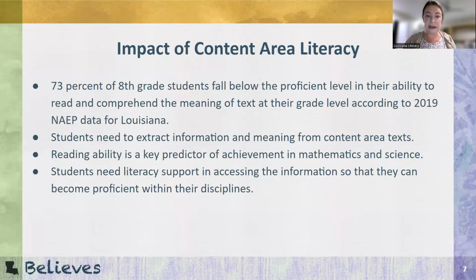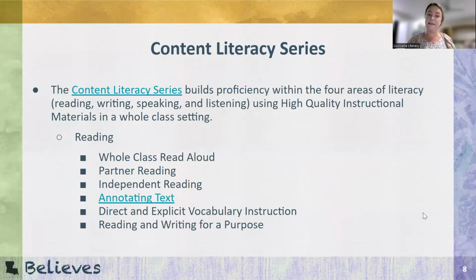Students need to extract information and meaning from content area text. Reading ability is a key predictor of achievement in mathematics and science. Students need literacy support in accessing the information so that they can become more proficient within their disciplines. So if they're able to read and comprehend and interpret, or listen and process information around those disciplines, it's a no-brainer. They're going to become more proficient within those disciplines. Okay, so we're going to dive into it.